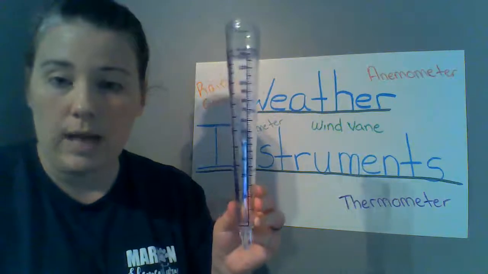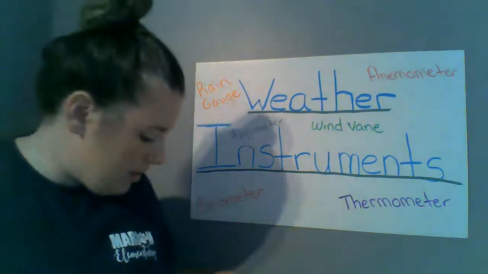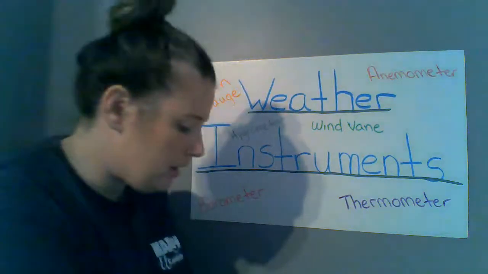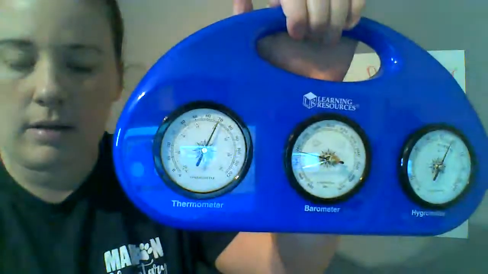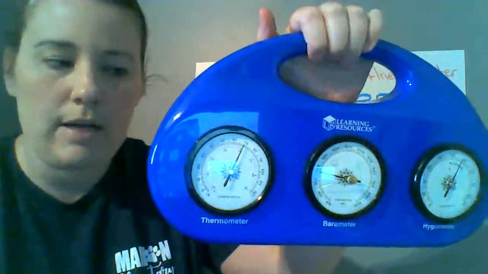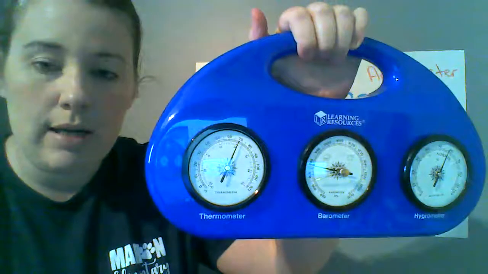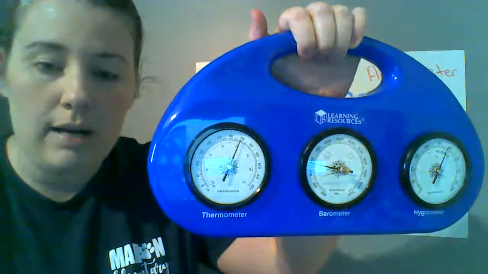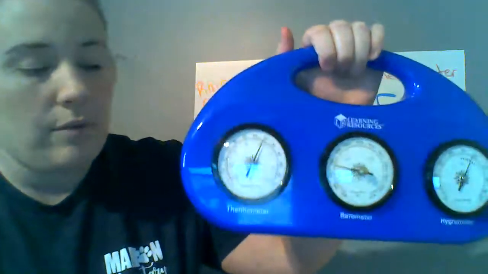Okay, so this is one type of rain gauge. Then you have a thermometer, and I have a couple of different ones here. So this one here is a thermometer. Everyone knows this one already. You guys know that a thermometer tells you the temperature. You can read temperature in Celsius or Fahrenheit. We use Fahrenheit most of the time. Okay, so that's one type of thermometer that you might see.